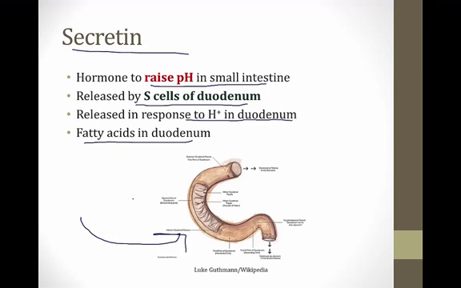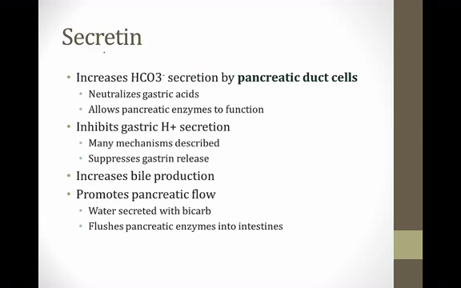The duodenum likes to have a relatively normal pH much higher than the pH in the stomach. So when acid and stomach contents get in here, secretin is released to raise the pH, and that is where the pancreatic enzymes can function better so that digestion can proceed. Secretin has a number of different effects, but the most important one that you always want to remember, especially for step 1, is that it increases bicarb secretion by pancreatic duct cells.